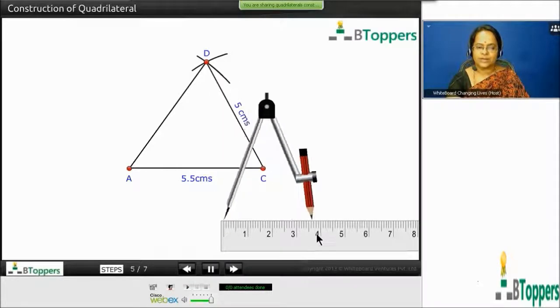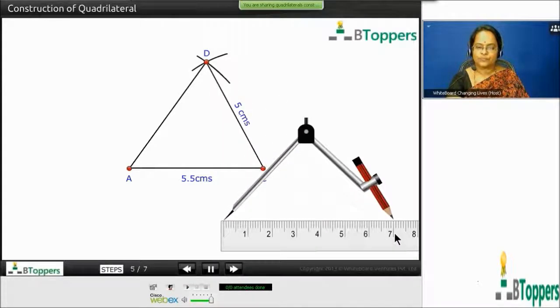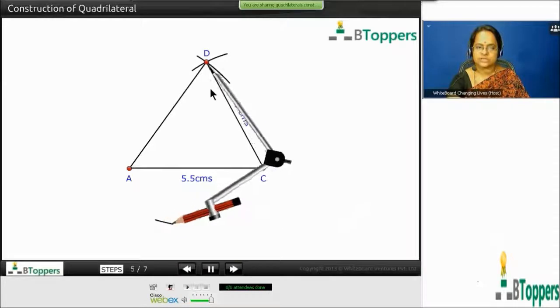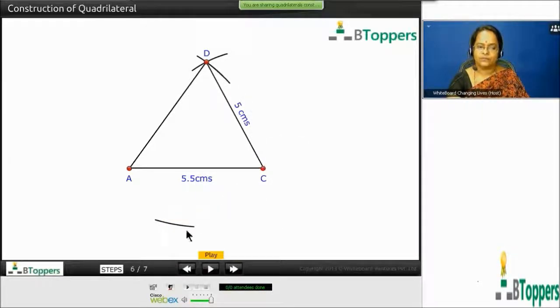So taking radius equal to 7 centimeters, from D, we draw an arc below AC. That is your second diagonal. Already one diagonal is existing. The second diagonal measurement is given, which is equal to 7 centimeters. So taking D as the center and radius equal to 7 centimeters, we draw an arc below AC because the position of B would lie below AC.